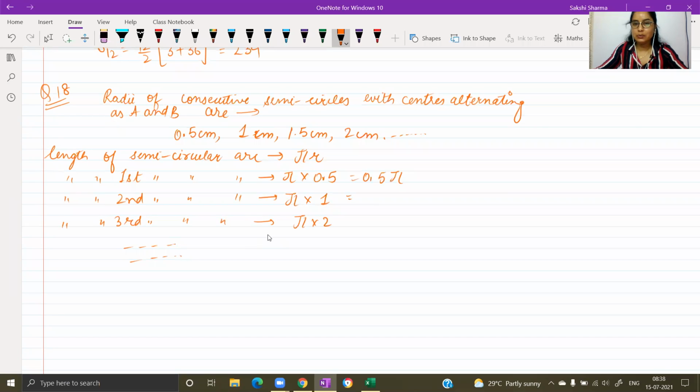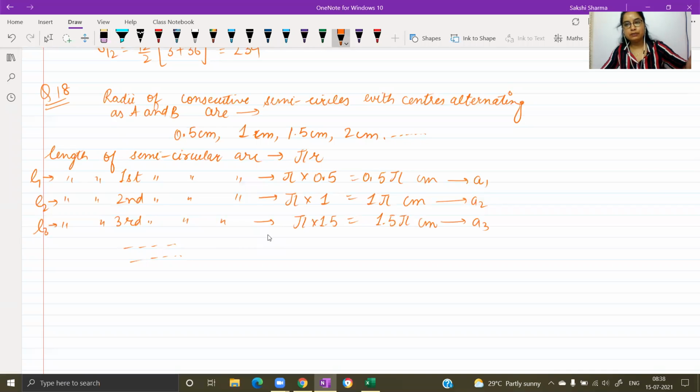0.5 pi. This will be 1 pi. Sorry, this is 1.5. Third one is 1.5. So this is 1.5 pi. All these will be in centimeters, if I'm not mistaken. And this is A1, this is A2, this is A3. You could also represent here, this is L1.